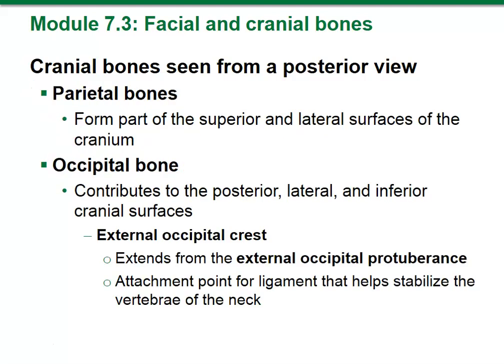The parietal bones form part of the superior lateral surface of the cranium, so those are the ones at the top, the two that are paired. The occipital bone is at the very back, but also the inferior cranial surface where you find the foramen magnum. Then the external occipital crest extends from the external occipital protuberance. This is an attachment point for ligaments that stabilize the vertebrae.